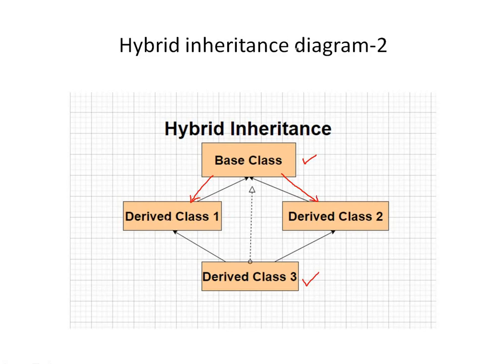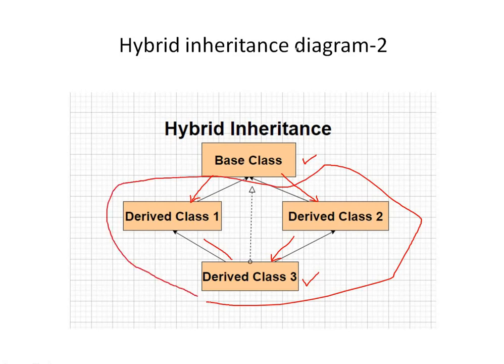If you follow the path from derived class 1 to derived class 3 and derived class 2 to derived class 3, it indicates what? Multiple inheritance. And if you follow the path from base class to derived class 1, derived class 1 to derived class 3, it represents multi-level inheritance. If you follow the path base class, derived class 2, derived class 3, it follows what? Multi-level inheritance. So this type of inheritance is said to be hybrid inheritance. So we can perform hybrid inheritance in many number of ways.